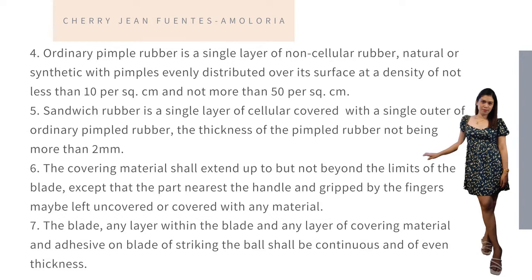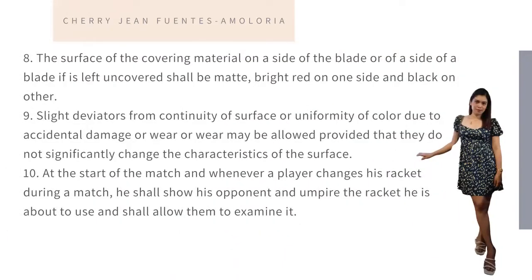Number 7. Any layer within the blade and any layer of covering material and adhesive on a blade side used for striking the ball shall be continuous and of even thickness. Number 8. The surface of the covering material on a side of the blade, or of the side of the blade if it is left uncovered, shall be matte bright red on one side and black on the other.